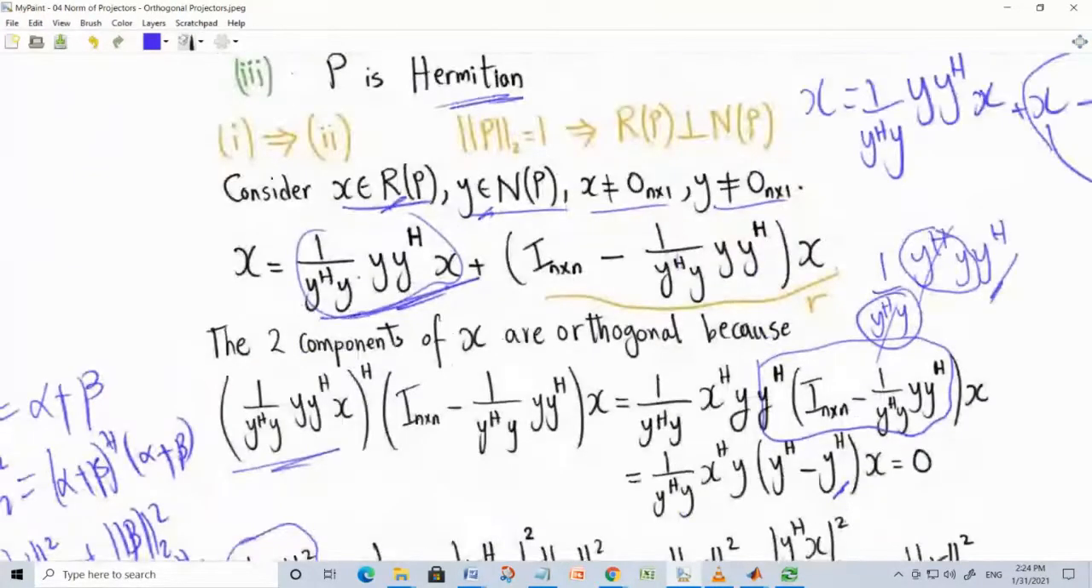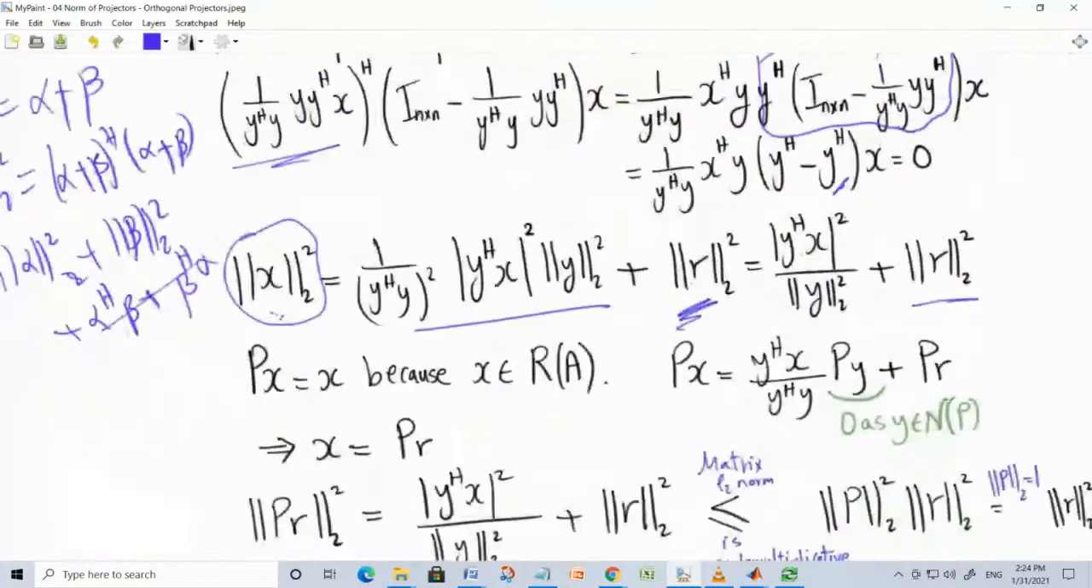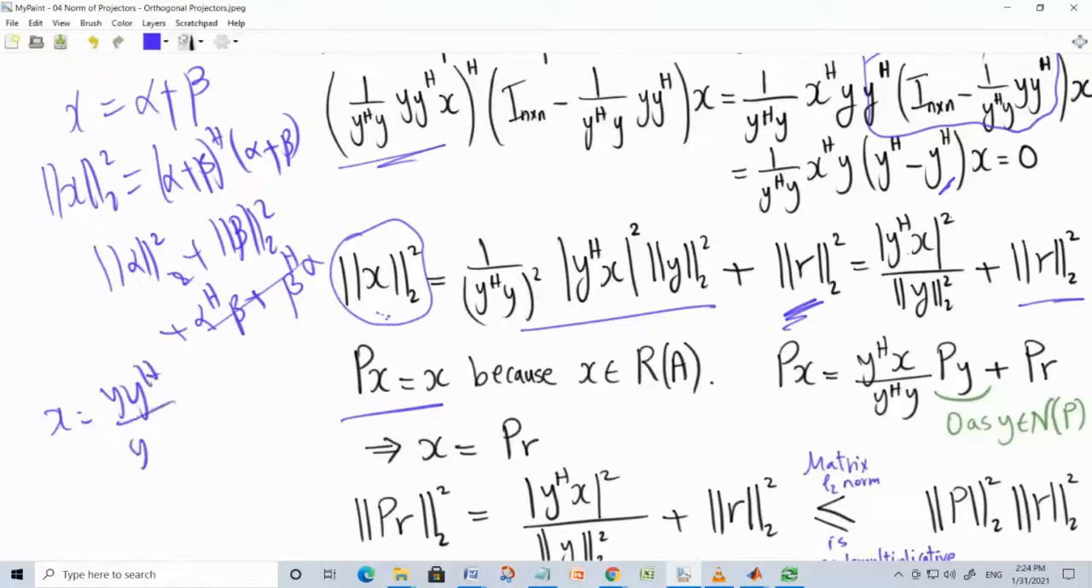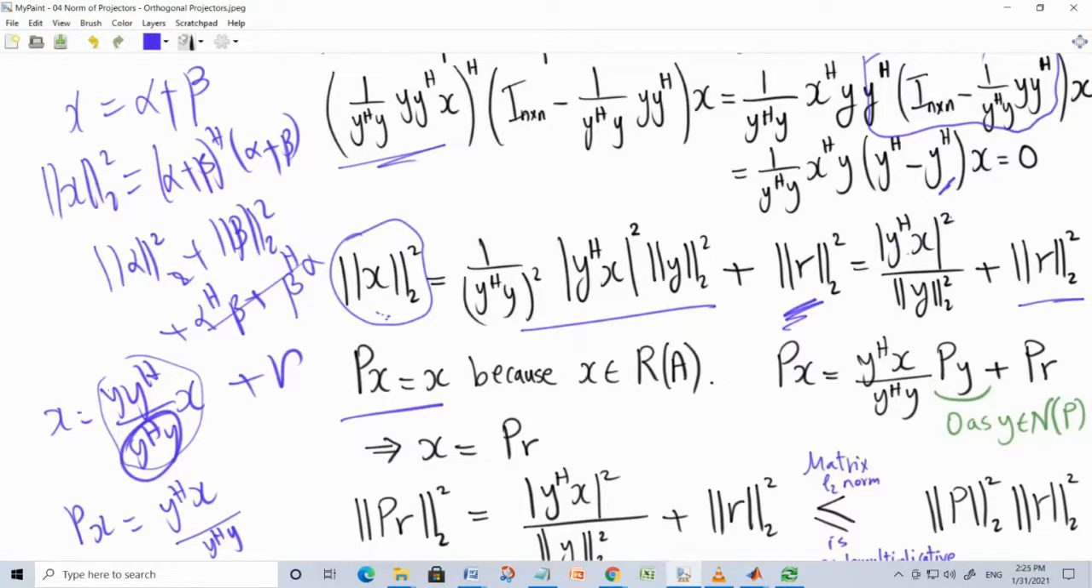Remember, vector x is chosen from the range of P. So Px is equal to x. Now we have x equal to y Hermitian x over y Hermitian y, that's just a scalar, times y, plus r. Now multiply both sides by P, so you apply P. You can take y Hermitian x as a scalar divided by y Hermitian y as a scalar, and then you apply P to vector y plus Pr. But y is chosen from the null space of P, so this is 0, and Px is equal to Pr, and Px is equal to x itself because x is in the range of the projector P.